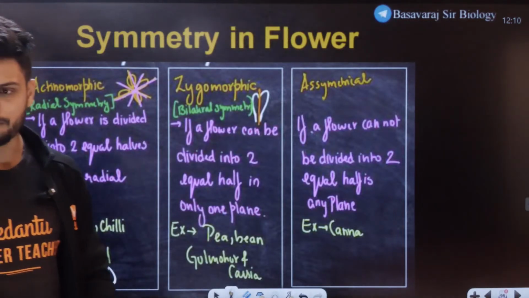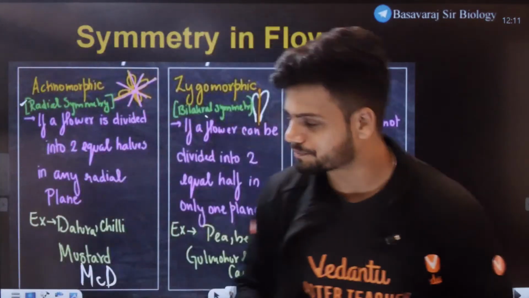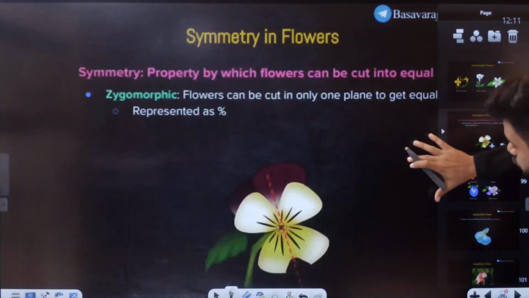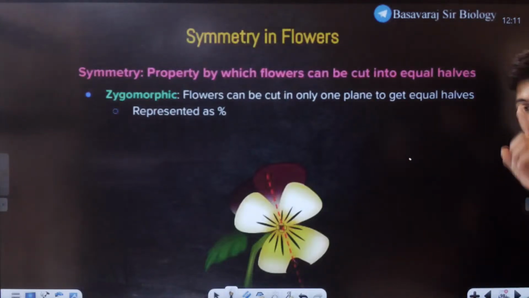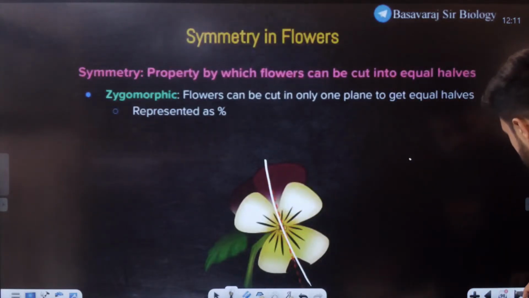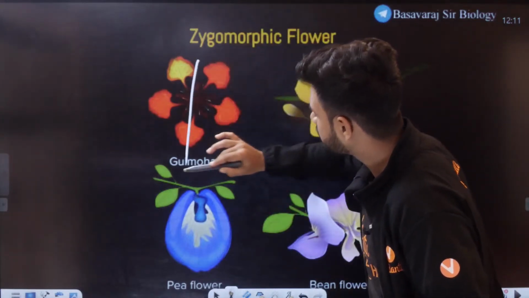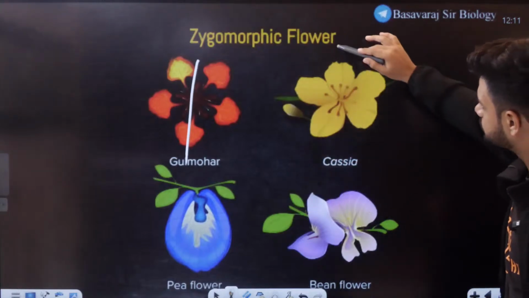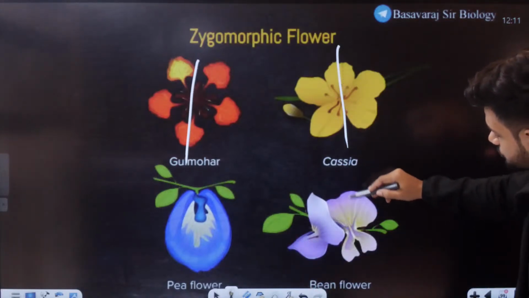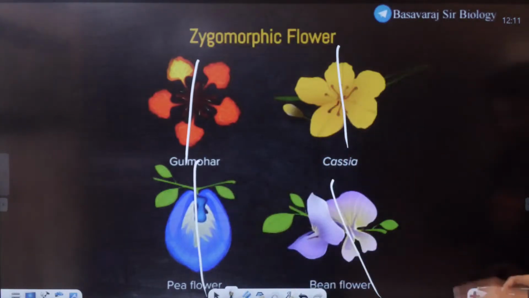Next one is called zygomorphic. Very simple. In the case of zygomorphic, you can divide a flower in only one radii, only like this. You can't divide it anywhere else. For example, gulmohar, only one plane. Cassia also this way. Pea flower also, and even bean flower, only one way. So if you can divide the flower in only one radii, it is zygomorphic.